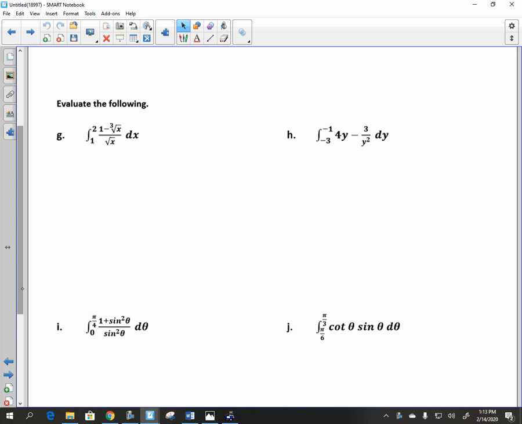We are going to do 4 examples today. This will carry you through the worksheet.